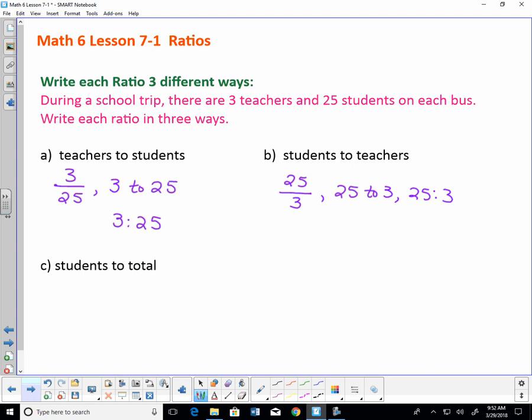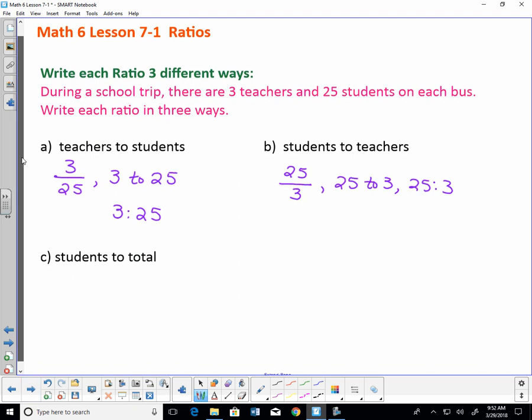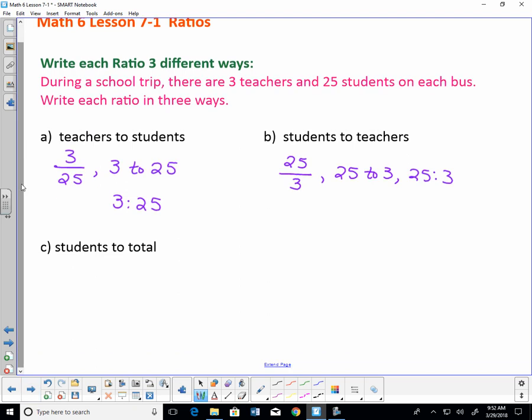And then we have students to total. Well, if there are 3 teachers and 25 students, that's a total of 28 people. So the number of students is 25, the number of people is 28. So it's 25 to 28, 25 to 28, or 25:28. Always read 25 to 28.